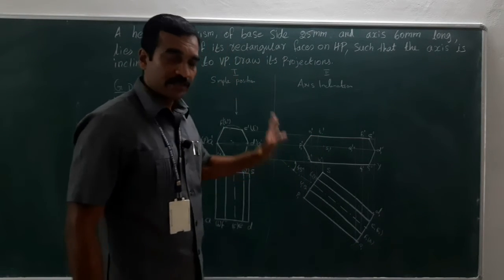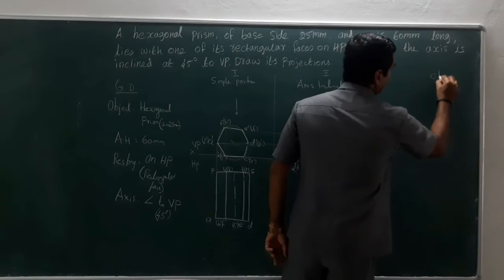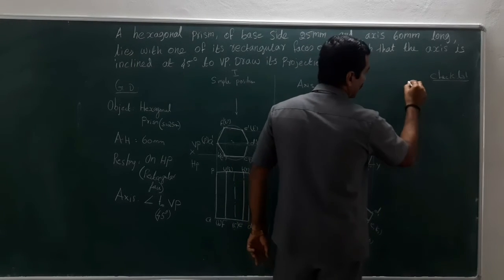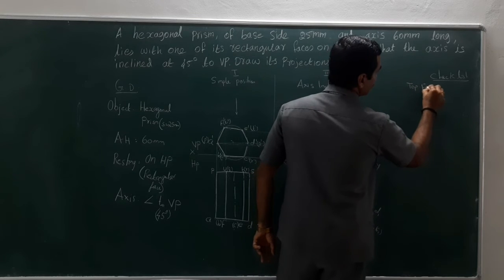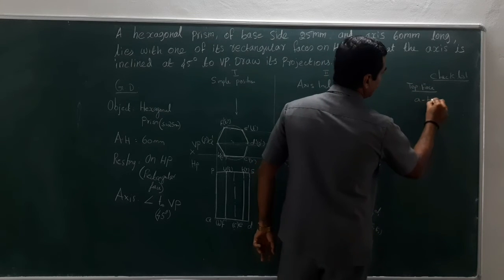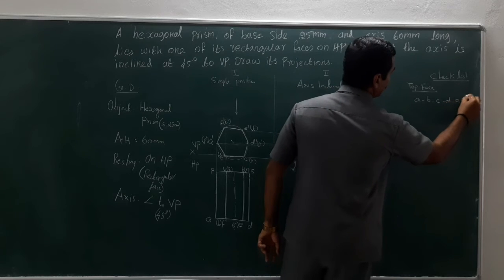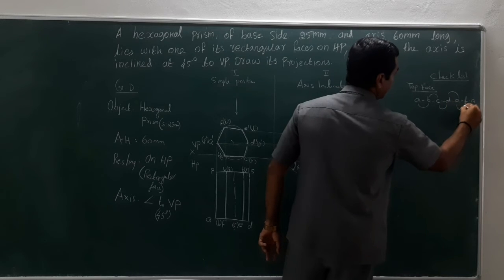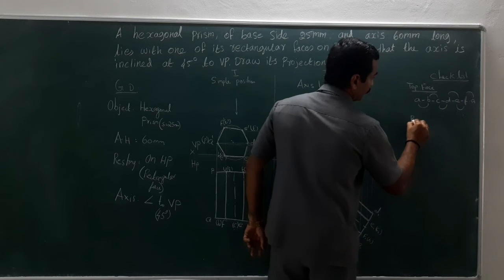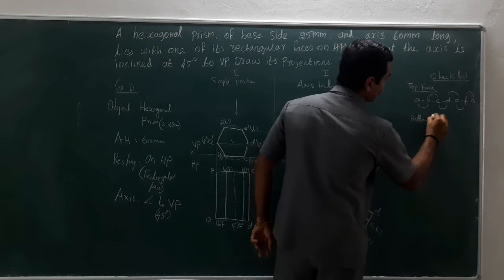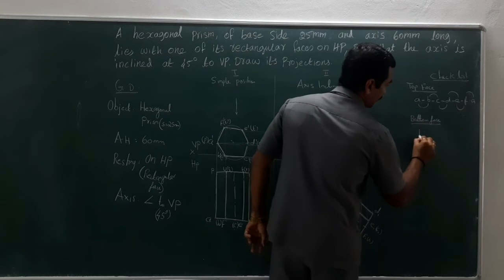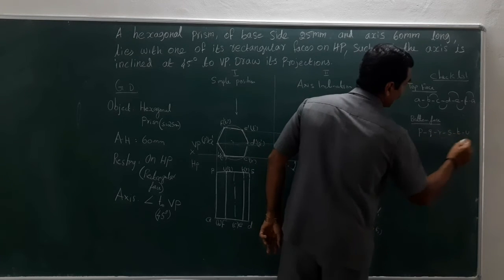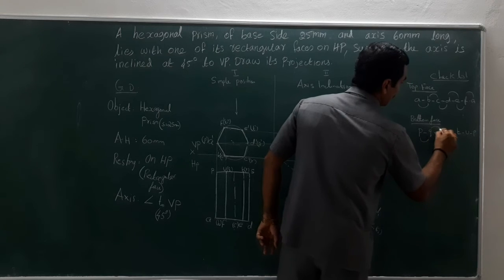Right. Next, mention the checklist. That is the front face or the top face, which is A to B, B to C, C to D, D to E, E to F and F to A. A to B is connected, B to C is connected, C to D, D to E, E to F and F to A. Then for the bottom face or bottom base, P to Q, Q to R, R to S, S to T, T to U and U to P. It is connected in this manner.